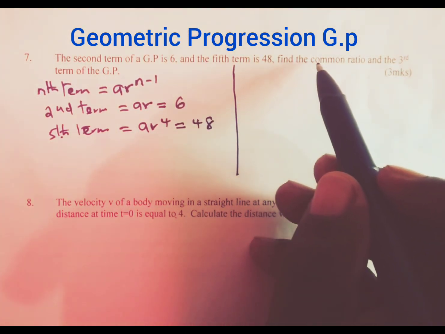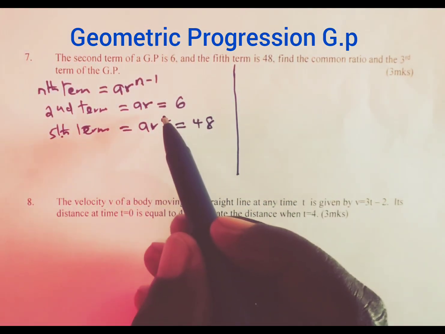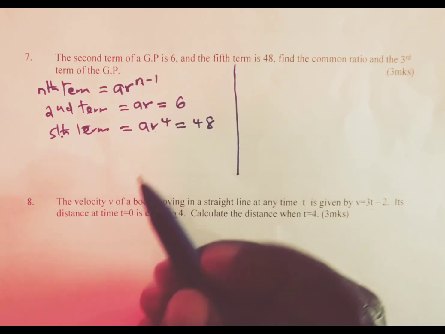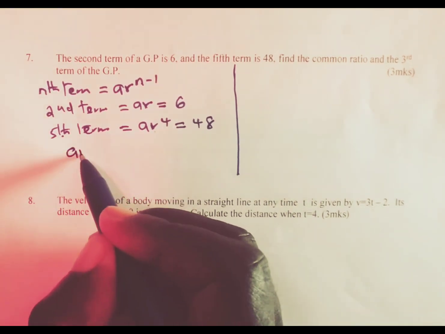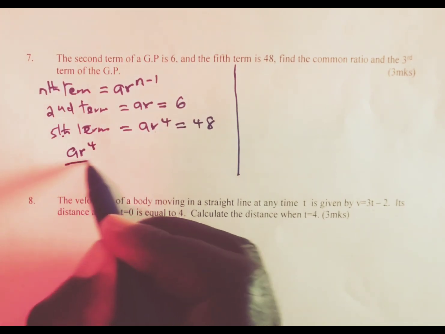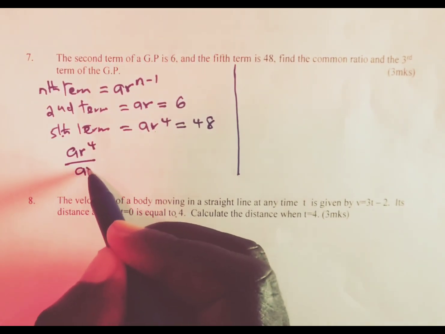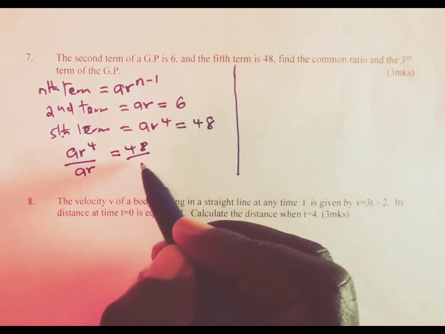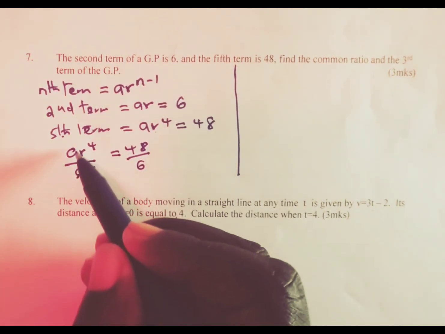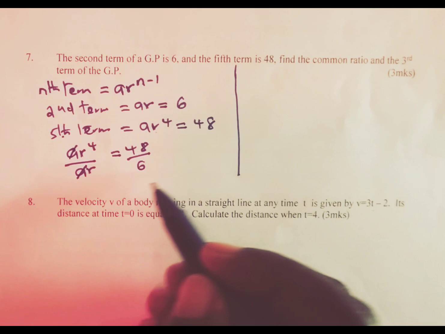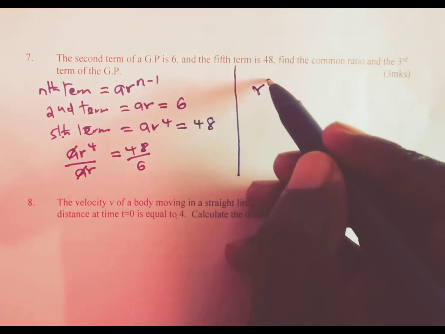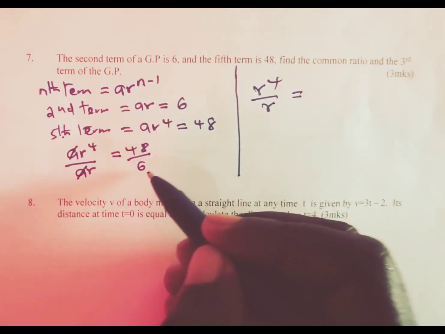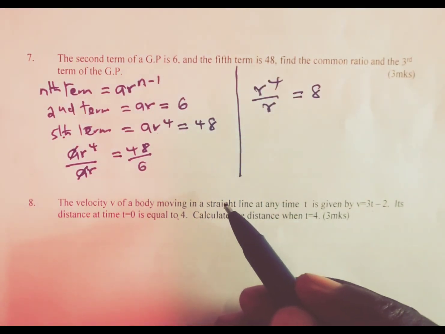So the first thing we are supposed to do is to get the common ratio, and for us to get the common ratio, we take the fifth term and divide by the second term. This is going to be equal to A R raised to power 4 divided by A multiplied by R, which is equal to 48 divided by 6. A is common and therefore it cancels. We are going to remain with R power 4 divided by R, which is equal to 48 divided by 6, giving us 8.